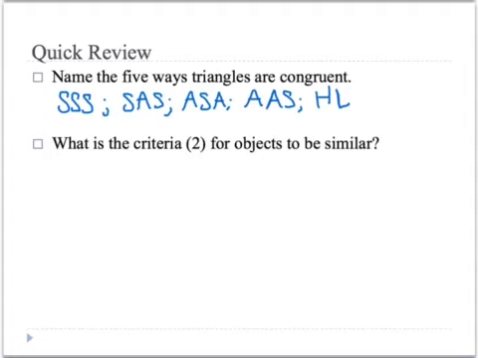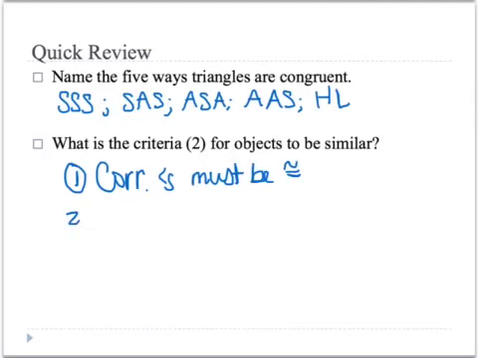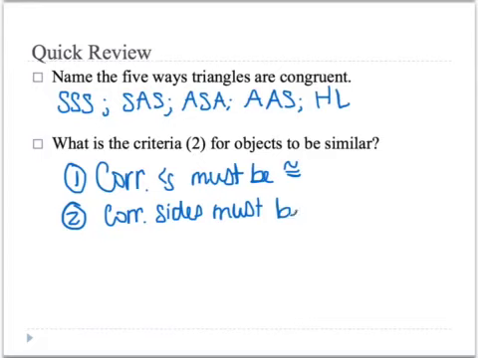Okay, the next problem says, what are the criteria, and there's 2 things, for objects to be similar? Number 1, hopefully you remember this, corresponding angles must be congruent. And the second thing, corresponding sides, they are not going to be congruent. They could be, but they don't have to be. They are going to be proportional. Meaning if I compare all corresponding sides, they have the same ratio.